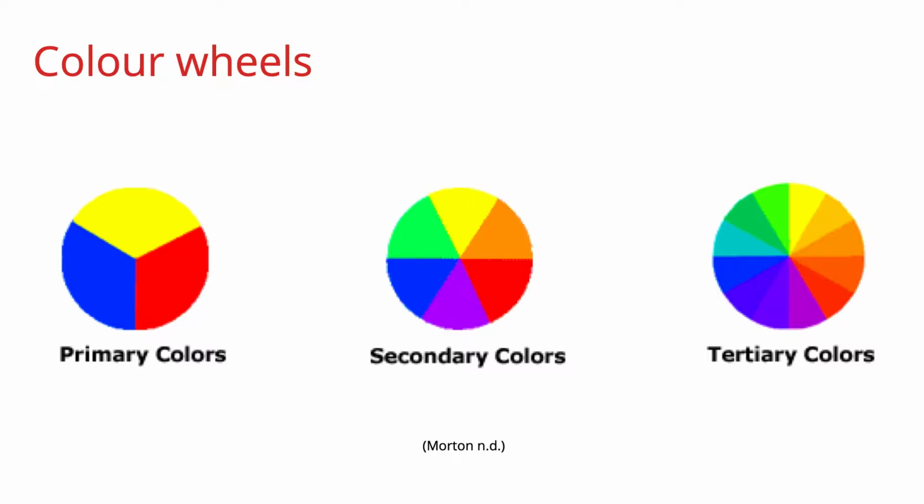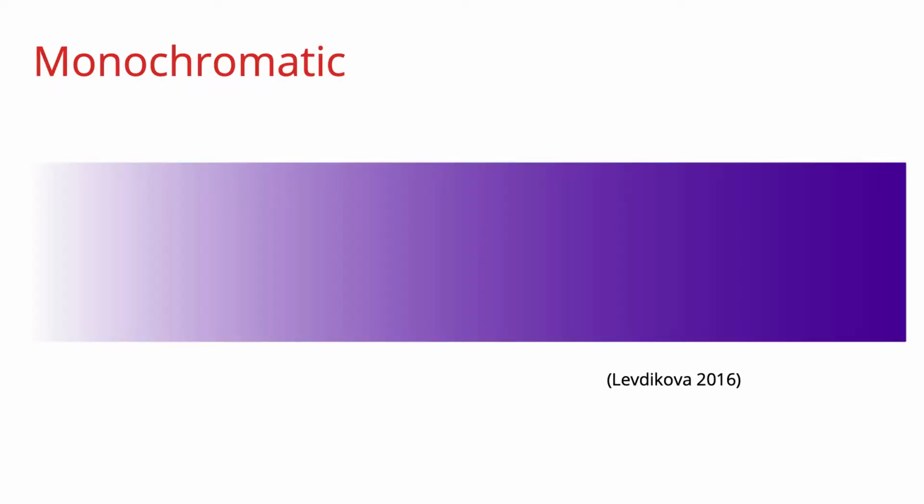These colour wheels can be helpful in choosing a colour palette through the use of colour harmony. Colour harmony, or colour combinations, choose colour from different sections of the colour wheel to create a visually pleasing palette. So we'll start with monochromatic. Monochromatic uses only one colour, but it also uses various shades and tints.